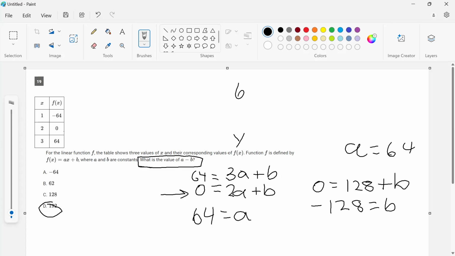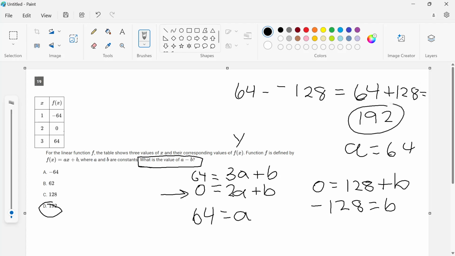So a, 64, minus negative 128 equals 64 plus 128 equals 192. You can do that on a calculator. So the answer is D either way. But if you know how to do regressions on Desmos, this one is very fast.